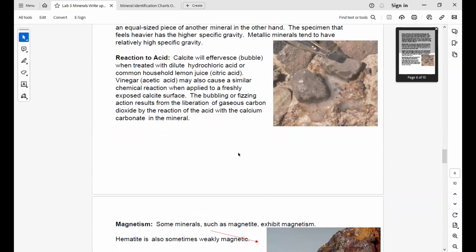Now, some specimens that are made out of calcium carbonate, like calcite, will actually effervesce when treated with dilute hydrochloric acid. And calcite's relatively soft. If you powder the mineral specimen a little bit, you could use your household lemon juice or vinegar, and as long as it's in a powdered state, if it is indeed something made out of calcium carbonate, it will cause some effervescence, and you can see that here in this picture.